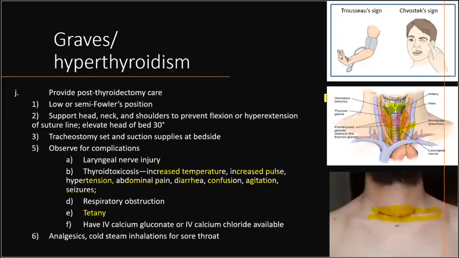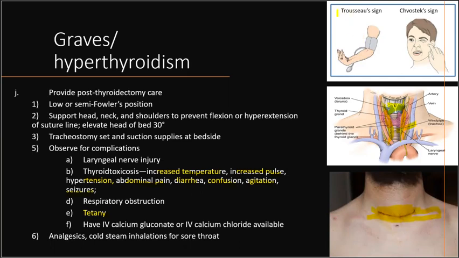So tetany would be the spasms of the leg and feet and overactive neurological reflexes. So that's what you need to look out for. We'll still talk about tetany. And remember, it's a result of decreased calcium from parathyroid involvement. So you also want to check for Chvostek's and Trousseau's sign.